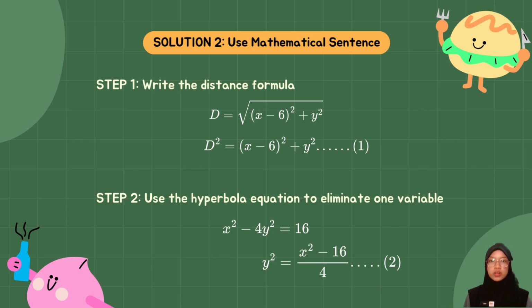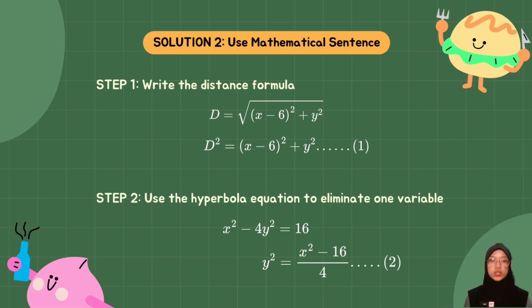To make our calculation easier, we square all of them into d squared equals (x minus 6) squared plus y squared. So this we conclude as equation 1. We need to multiply by the square root because we need to get rid of that square root of 2.